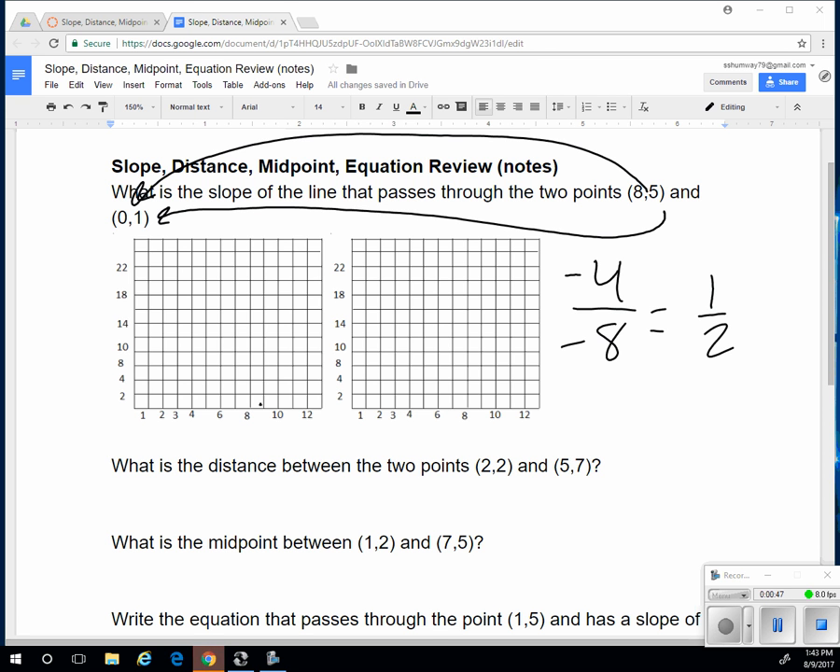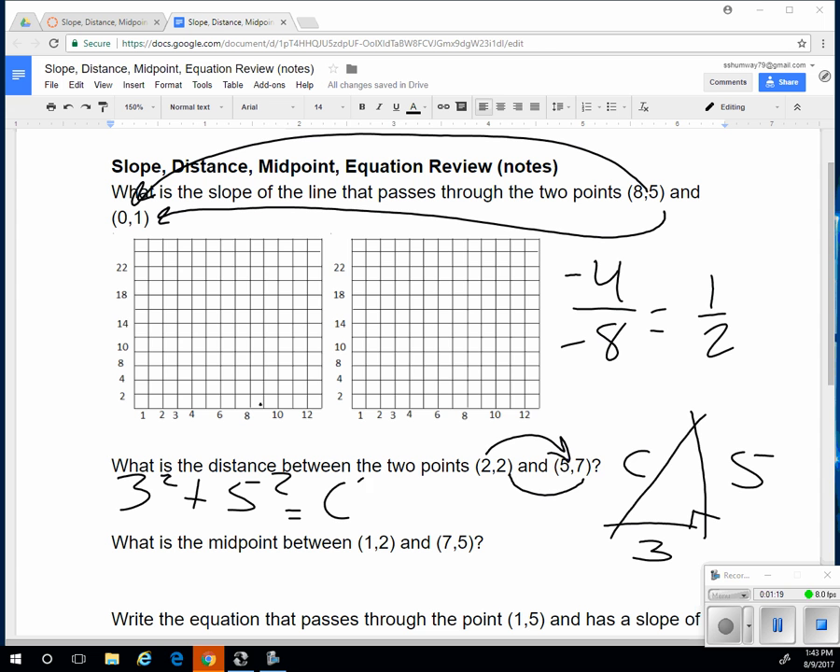What is the distance between the 2 points, (2, 2) and (5, 7)? Well, x goes from 2 to 5, so that's a distance of 3. Y goes from 2 to 7, that's a distance of 5. So if we make a right triangle, go over 3, up 5, and then we need to find the hypotenuse. So a squared plus b squared equals c squared. So 3 squared plus 5 squared equals c squared.